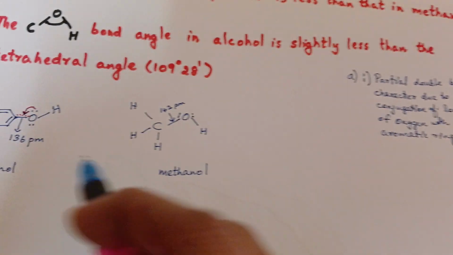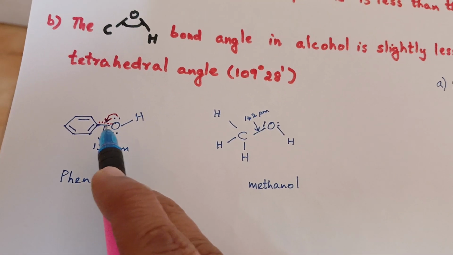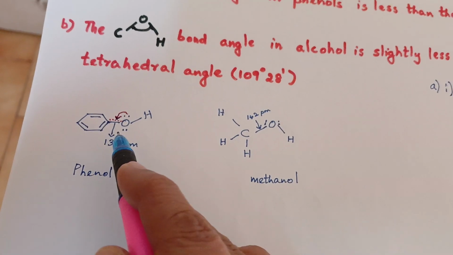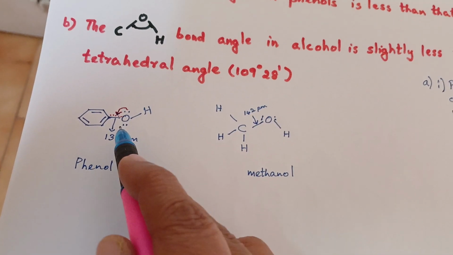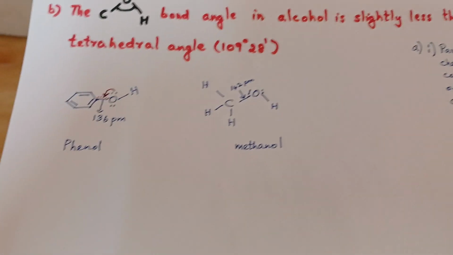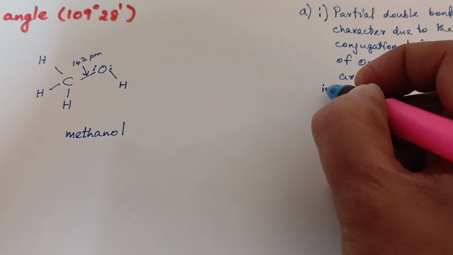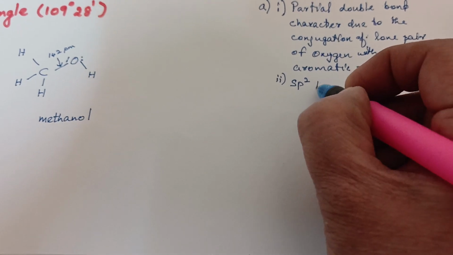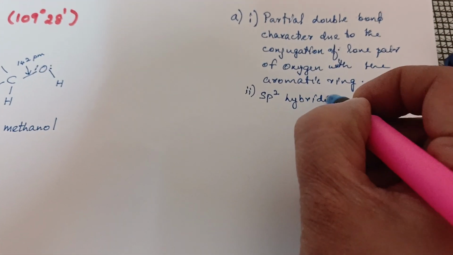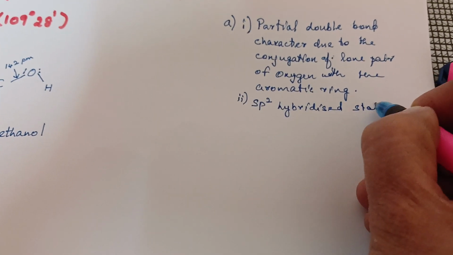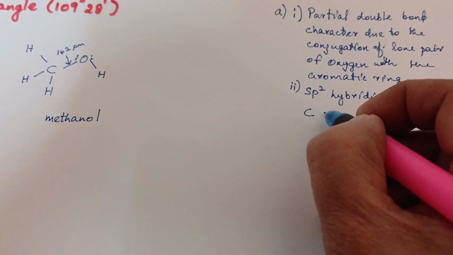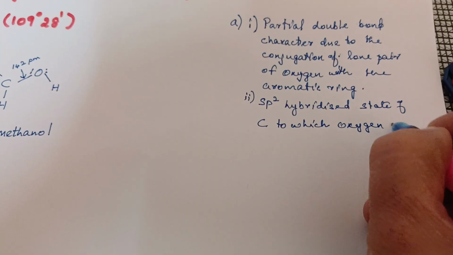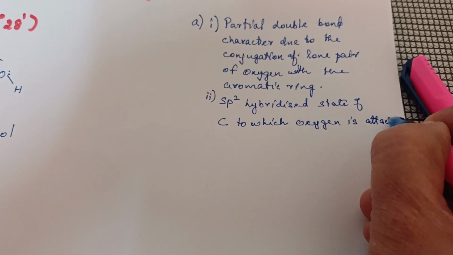So now what happens if it is more electronegative? It will pull the shared pair of bonded electrons towards itself. Thus it will create a shorter bond, or the bond length will be short. So next reason is sp2 hybridized state of carbon to which oxygen is attached.